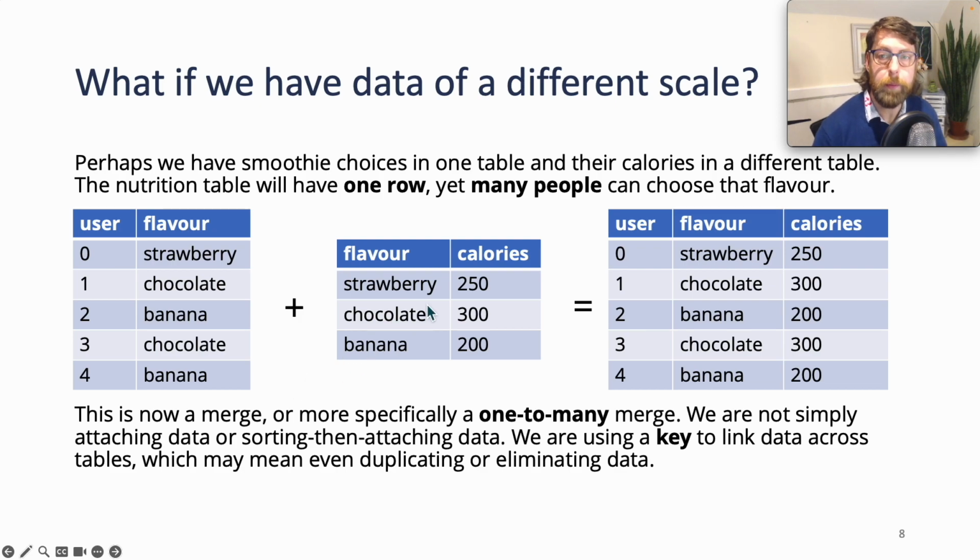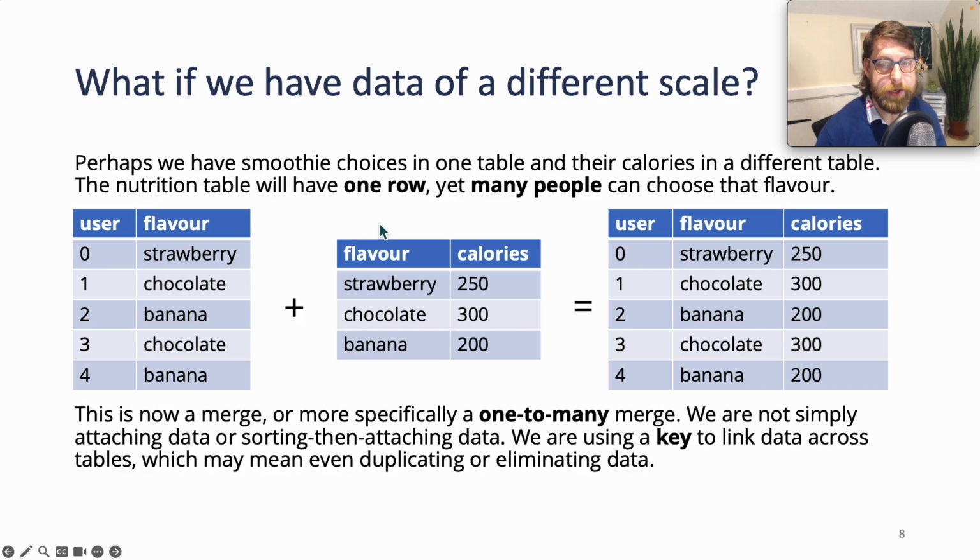So that's a one-to-many merge. We're taking one version from one table and mapping it onto many versions in another table. Now, how does it know where to map onto? In this case, the flavor becomes the key. So it's going to expect flavor in both tables right there.